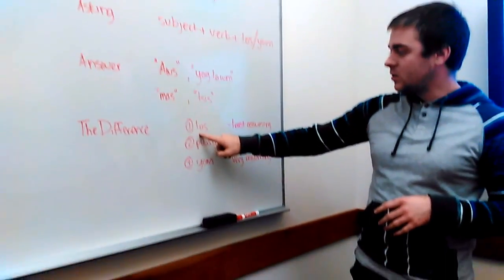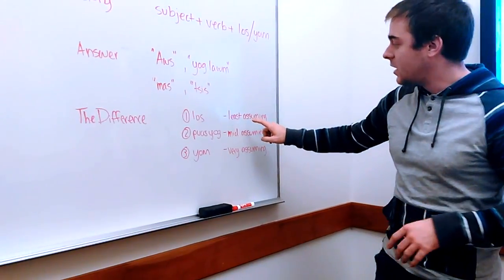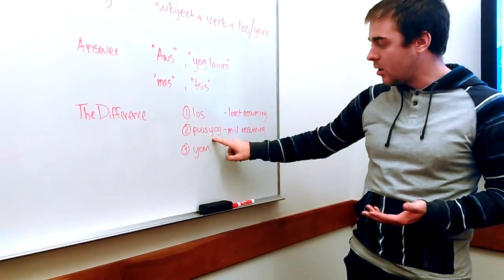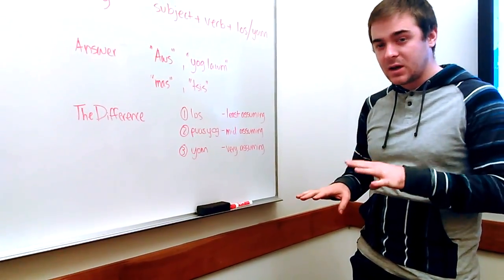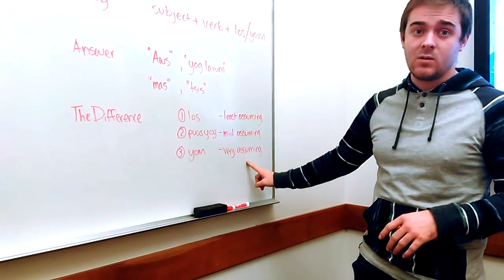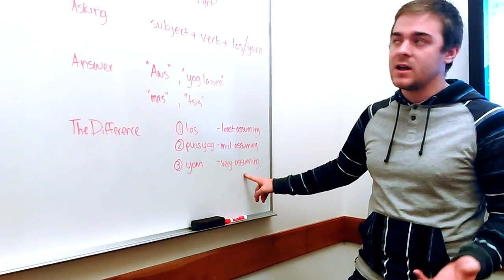And so first, the word law is like the least assuming of the three. And then there's the word boyo, which is like the middle assuming. And then the third would be y'all, which is very assuming, which means you practically know the answer already.